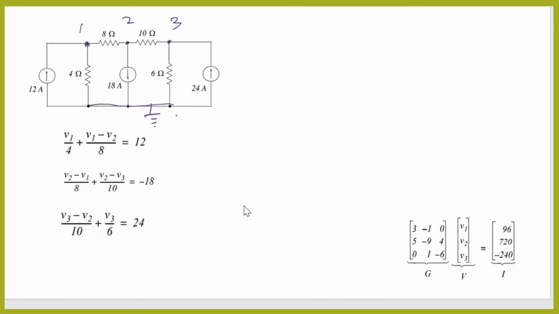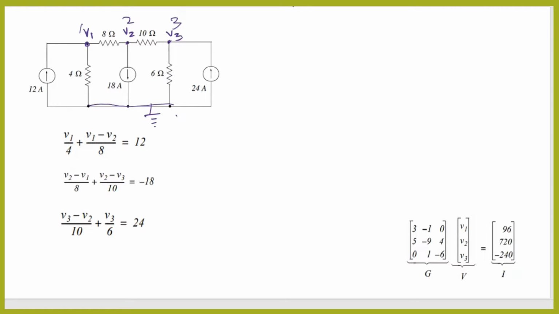So first step is to identify the number of nodes that we have done. The second step is to assign voltage at each node. So V1, V2 and V3. Let V1, V2, V3 be the three voltages assigned to the three nodes. Now write the equations at each node.